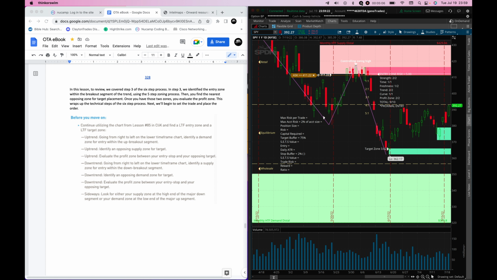In a downtrend, going from right to left, on the lower time frame chart, identify a supply zone for entry within the breakout segment. Also, identify an opposing demand zone for your target. Lastly, evaluate the profit zone between your entry, your stop, and your opposing target. In a sideways trend, look for either your supply zone at the high end of the major down segment, or look for a demand zone at the low end of a major up segment.